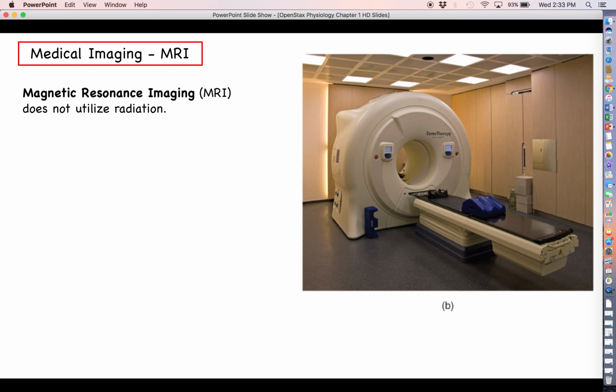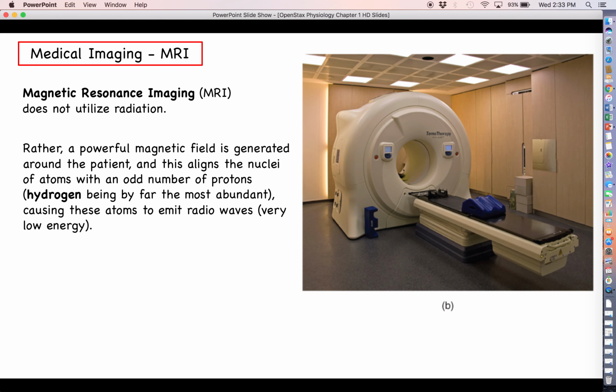MRI is another common one, magnetic resonance imaging. This one is unique in that it does not actually utilize radiation. Rather, we're looking at a powerful magnetic field that is being applied to a particular person. Now, when you hear the term magnetic field, you automatically think of metals, so you're thinking, okay, how's that going to work? We don't really have any metal in our body except for maybe some ions like iron and things of that nature. So here is the idea behind how MRIs work.